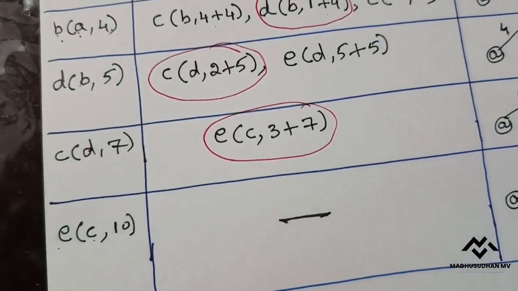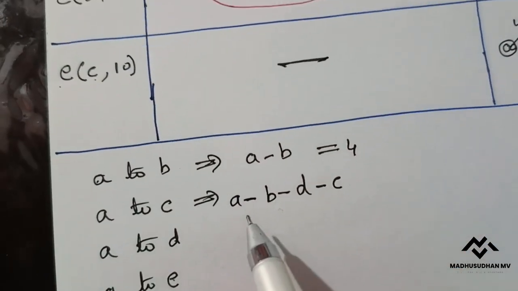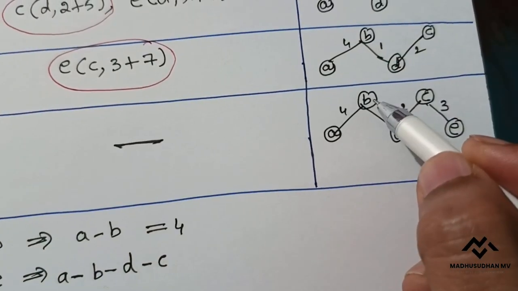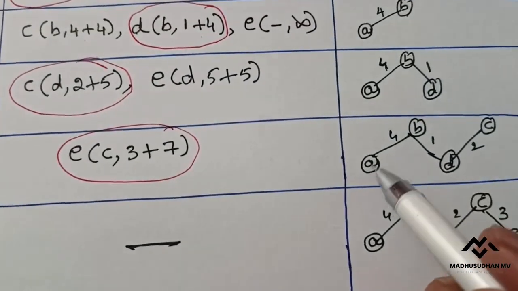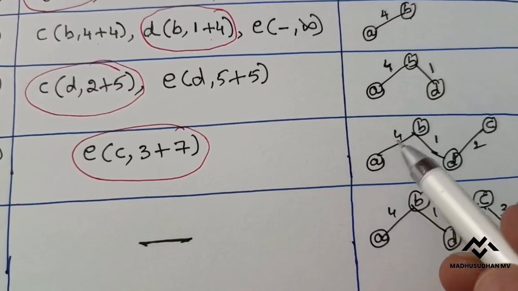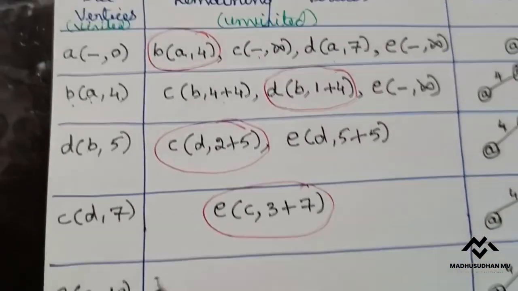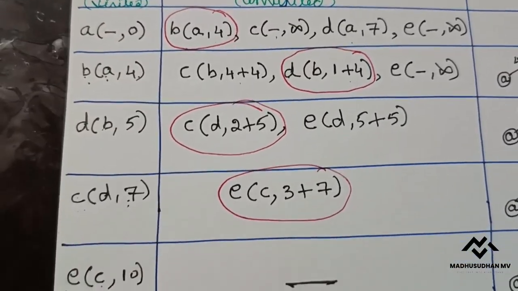A. So this is the path: A to B to D to C. This is what? A to B to D to C. So the distance is 7. So the shortest path is 7. So this one, C is 7. Next, D.